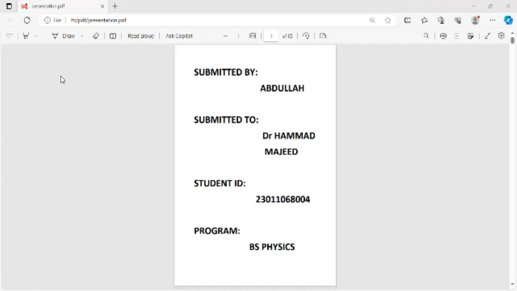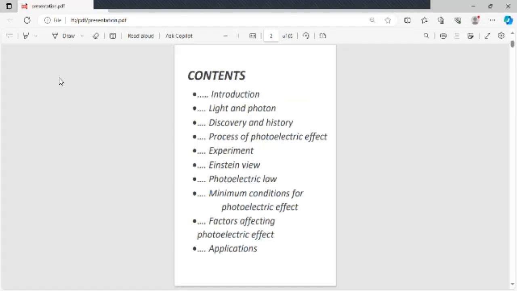First of all, we will discuss some of its contents. We will discuss the introduction, light and photon, the discovery and the history of photoelectric effect, its process, its experiment, the view of Albert Einstein, the photoelectric law, and the minimum conditions that are required for photoelectric effect, and the factors which affect it, and some of its applications.